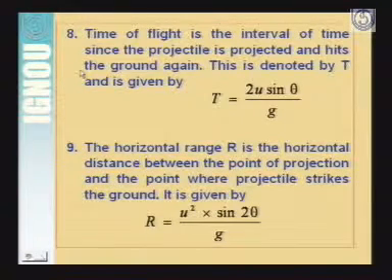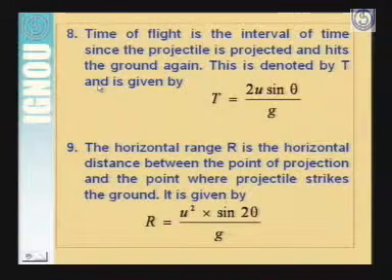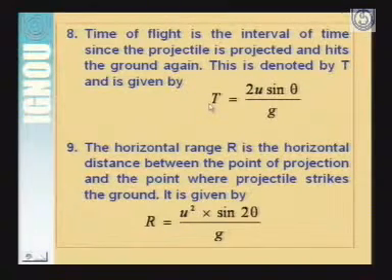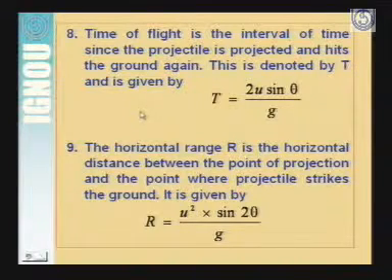Now we have also discussed the time of flight. Time of flight is the interval of time since the projectile is projected and hits the ground again. It is denoted by capital T, equal to 2u sin theta by g. We have also discussed the horizontal range. The expression for the horizontal range is equal to u square sin 2 theta by g.